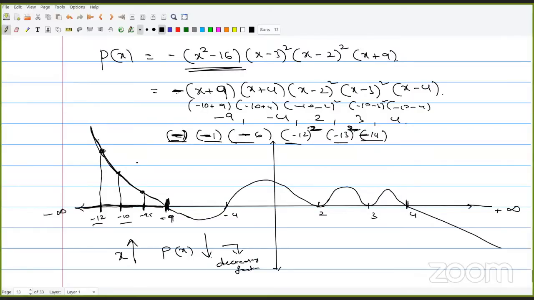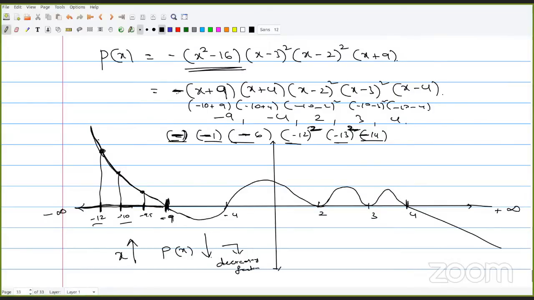Sir, one thing: do we have to give values like -12, -10 to check whether the graph is increasing or decreasing? Because if we check only with one value, we might get the graph wrong. Is it like that, sir?